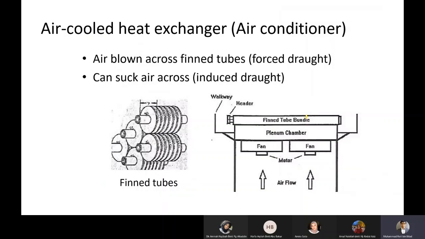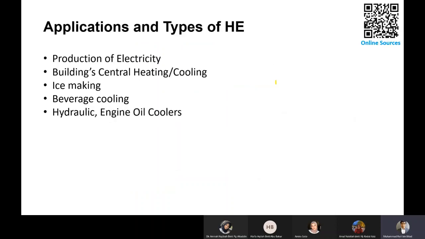In the case of a refrigerator, then we have an air cooled heat exchanger. This happens in the condenser of the aircon placed outside the house. You can have a fin tube here. I think this is an induced draft heat exchanger. I'll go back into much more detail in the next slide about this type.